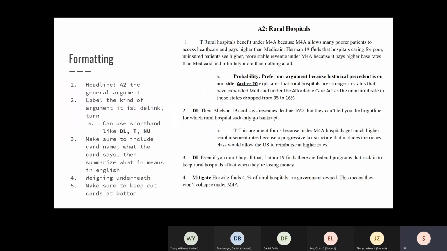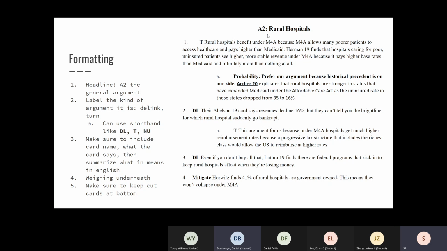Okay, and the first thing that you want is the headline. A2 just stands for against rural hospitals, right? So for example, if your opponents are reading rural hospitals, then I would scroll through my Word document and find A2 rural hospitals. The better way to head it is AT colon rural hospitals. Yeah, or AT. It doesn't really matter. You could literally probably just put rural hospitals and no one would fight you.